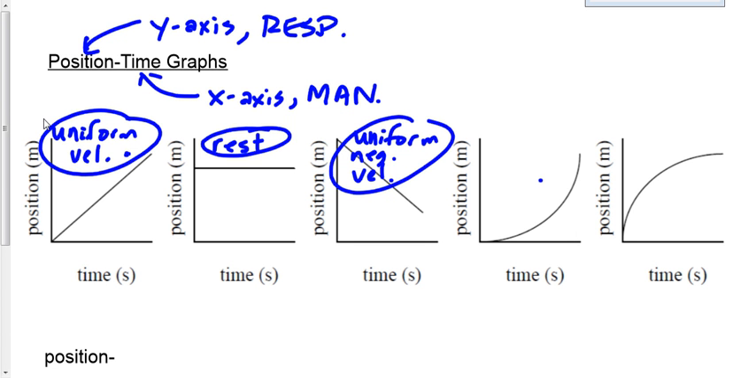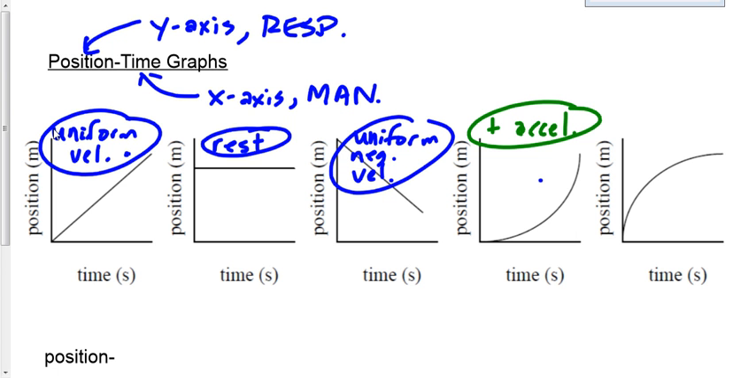What's the fourth one? This is where things start changing, right? This is not a straight line, it's a curved line, which means that something's changing. What's changing? No, the acceleration is not changing. The acceleration is not changing. What's changing? Yep. The speed of the velocity is changing. In other words, it is accelerating. This is a positive acceleration.